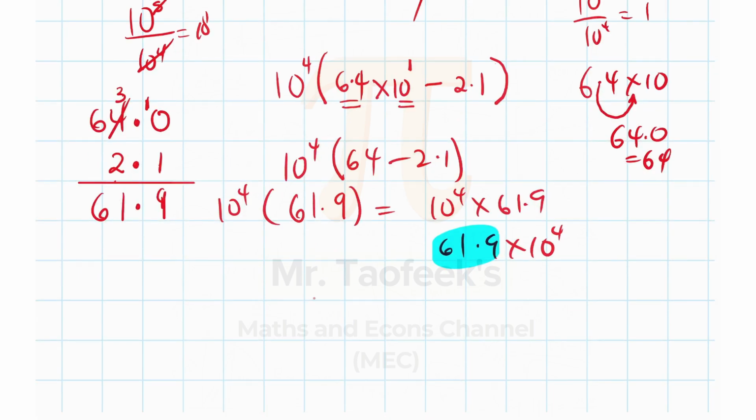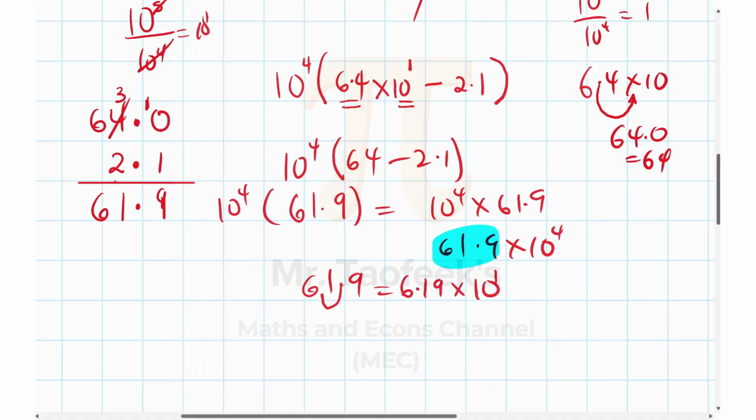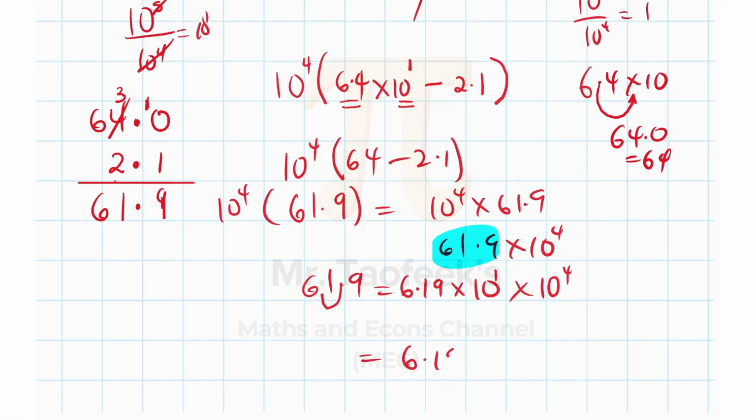So 61.9 can be written in standard form by itself as what? 6.19, because you move this only once. Because 61.9 is a number greater than 1, you got to move to the left so that you're going to have 6.19 times 10 to the power of, we only move the decimal point once, times 10 to the power of 1. And then times, don't forget this initial 10 to the power of 4 that we had earlier. So final answer, 6.19 times 10 to the power of 1 times 10 to the power of 4 means we're going to have how many tens altogether? 5 tens altogether multiplying, so 10 to the power of 5. That is the final answer.